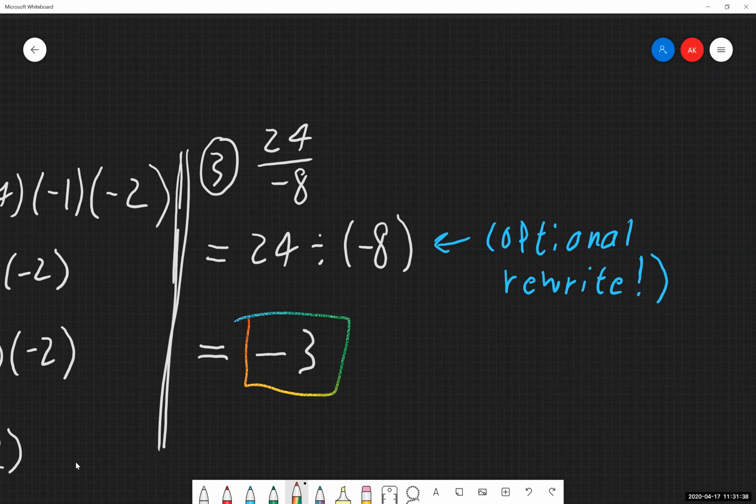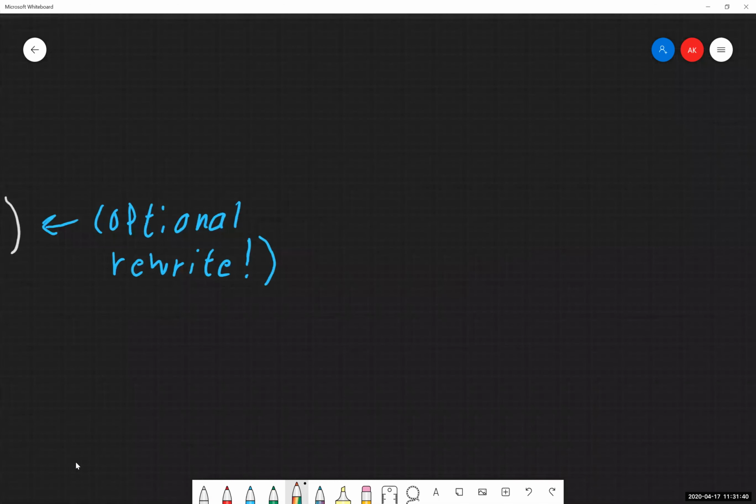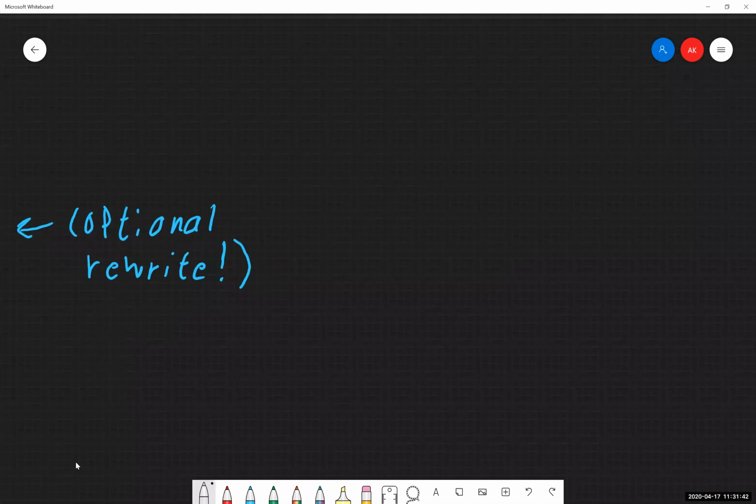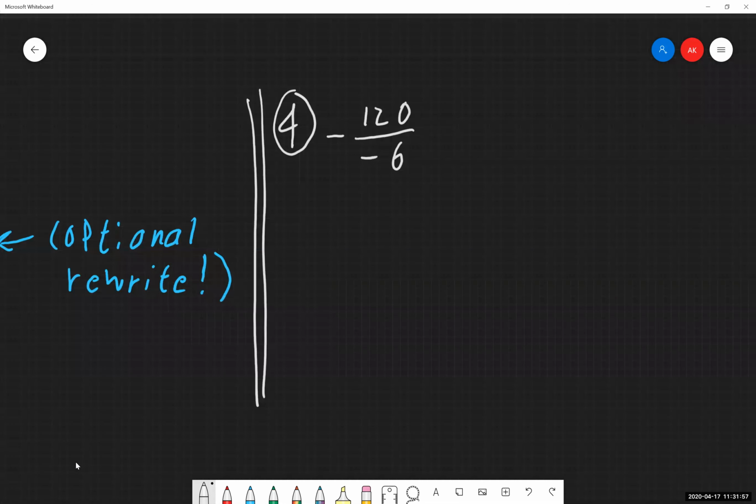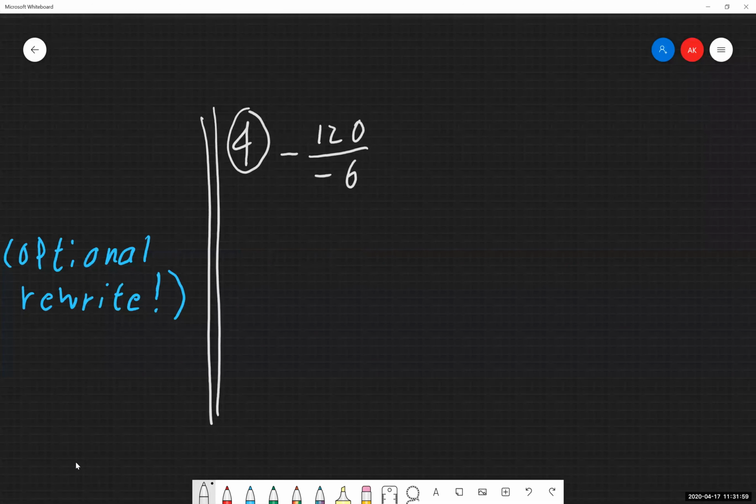So we'll take a look at our last one, because I think it's one of the trickier ones that shows up with this. Just because of the double signs again, which are just always a pain, I think. But we do want to go through them to at least know how we work with them. So we have negative 120 divided by negative 6.